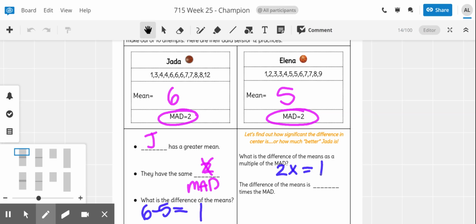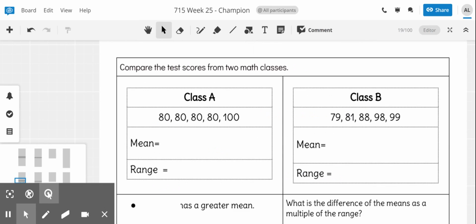If I solve this just like an equation, I would divide both sides by 2, and I would get x is equal to 1/2. Meaning, if I multiply the MAD by x, I'm going to get the difference of the means, 1/2. Let's continue on and now look at two classes' test scores, Class A and Class B.